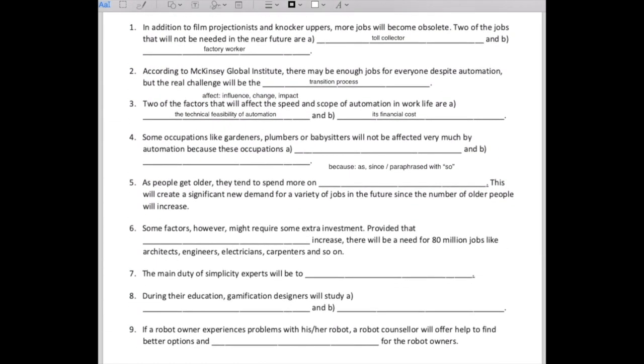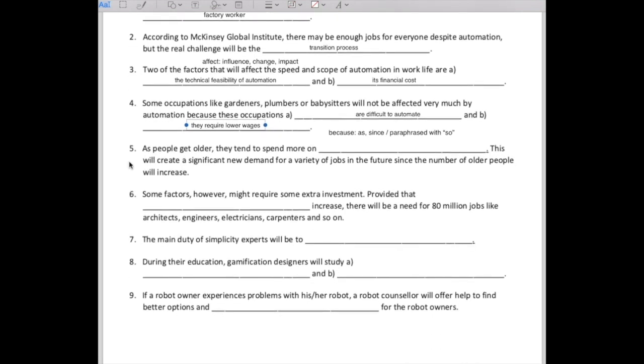So here we are on number 4. They are difficult to automate and they require lower wages. Very good. Let's continue with the 5th. As people get older, they tend to spend more on gap. This will create a significant new demand for a variety of jobs in the future since the number of older people will increase. Can you think of any synonyms of older?